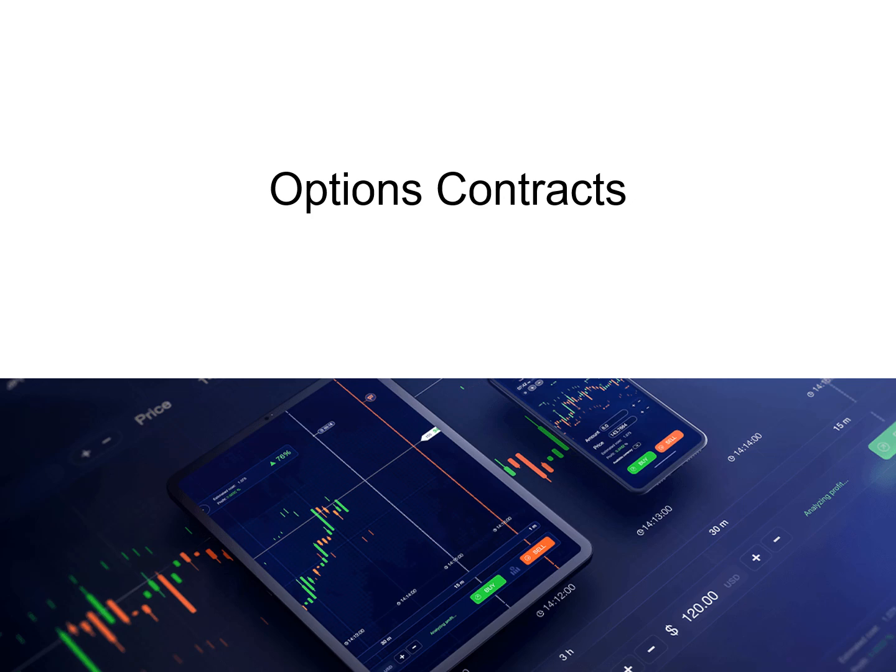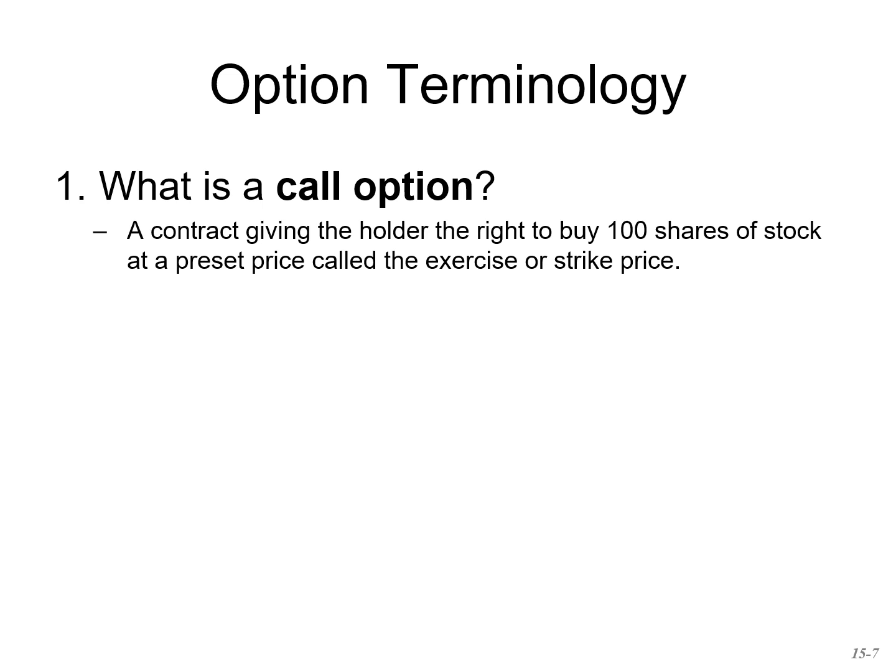Next, we turn our attention to a brief overview of options contracts and how they work. There are two basic types of stock options. The first is the call option. An option is a contract that gives the contract holder the right to buy or sell 100 shares of stock at a time, and the call option is the right to buy shares of stock, again in blocks of 100, at a preset price known as the exercise or strike price.